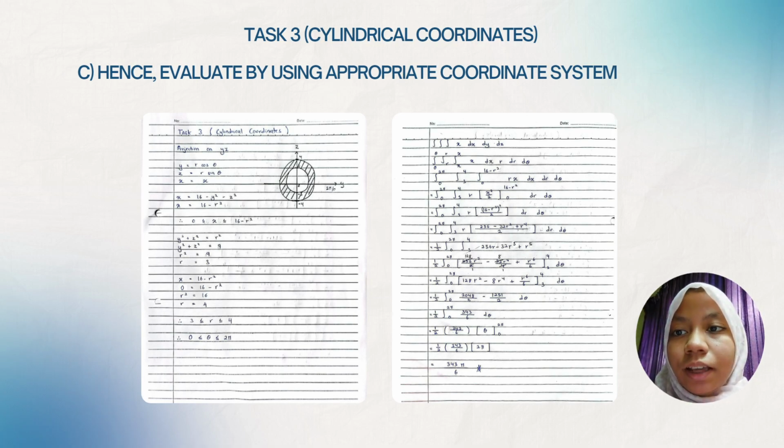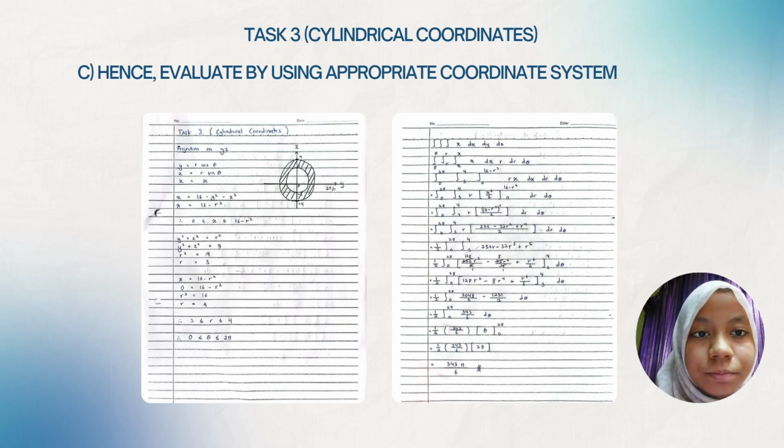For task 3, C, evaluate using an appropriate coordinate system. Since the projection is a circle, cylindrical coordinates are the most suitable choice. So I converted the variables using y equal to r cos theta while z equal to r sin theta. X remains the same. When changing from Cartesian to cylindrical coordinates, the area element dy dz changes to r dr d theta. The extra factor r comes from the Jacobian, which is required whenever we transform from rectangular coordinates to cylindrical coordinates.